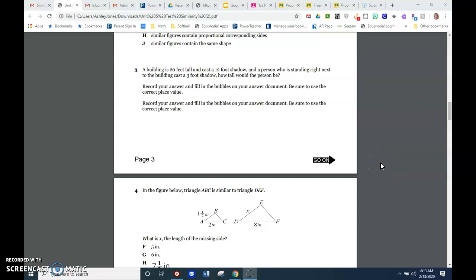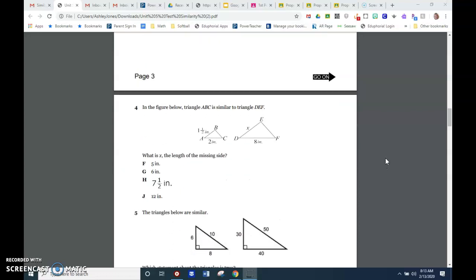Number 3. A building is 20 feet tall and casts a 12-foot shadow. A person who is standing right next to the building casts a 3-foot shadow. How tall would the person be? Record your answer and fill in the bubbles on your answer document. Be sure to use the correct place value.